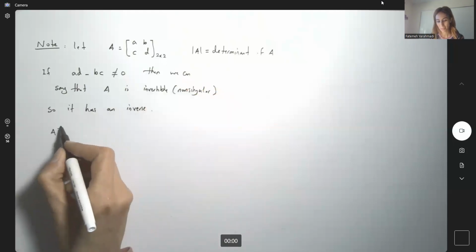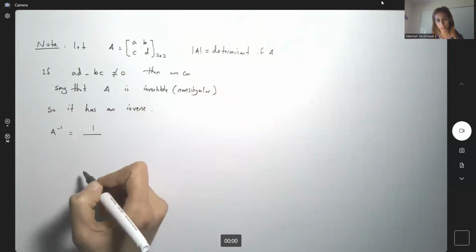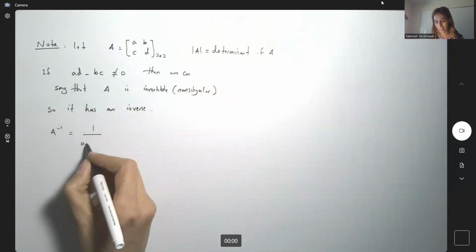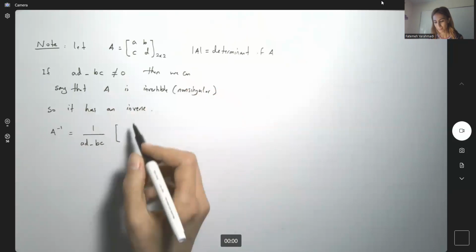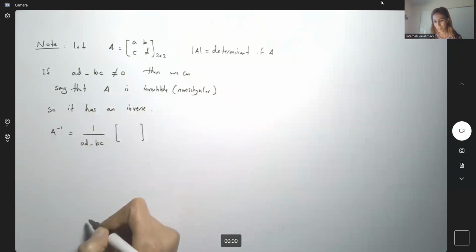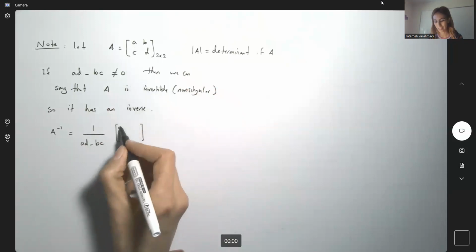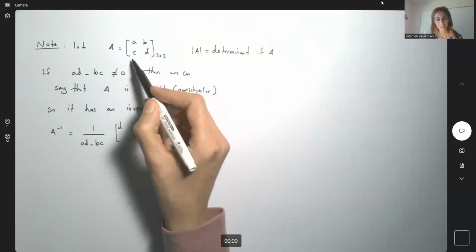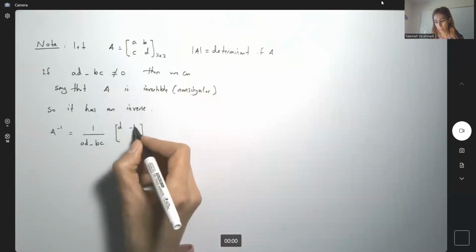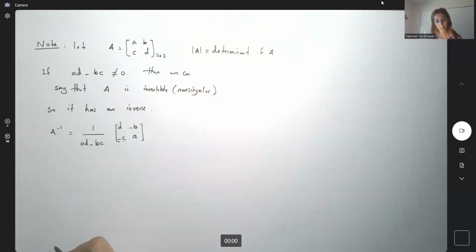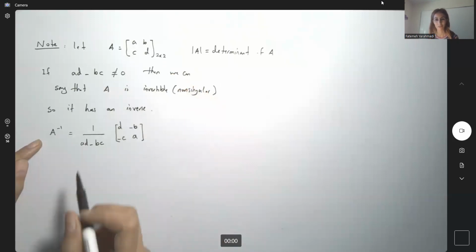A inverse is equal to 1 over the determinant AD minus BC. Then you're going to flip the elements on the main diagonal, D and A, and you're going to take the opposite of the terms B and C, minus B, minus C. This is going to be the inverse of a 2 by 2 matrix with a nice formula.